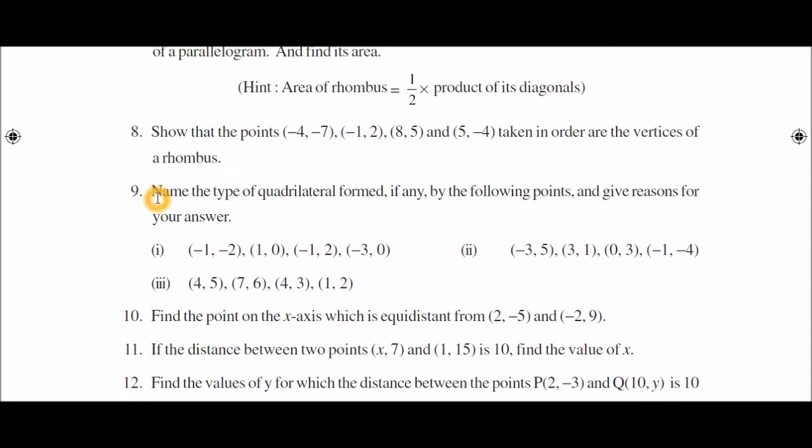Now the ninth question. Name the type of quadrilateral formed, if any, by the following points and give reasons for your answer. The first question. (-1, -2), (1, 0), (-1, 2), (-3, 0). 4 points are given.